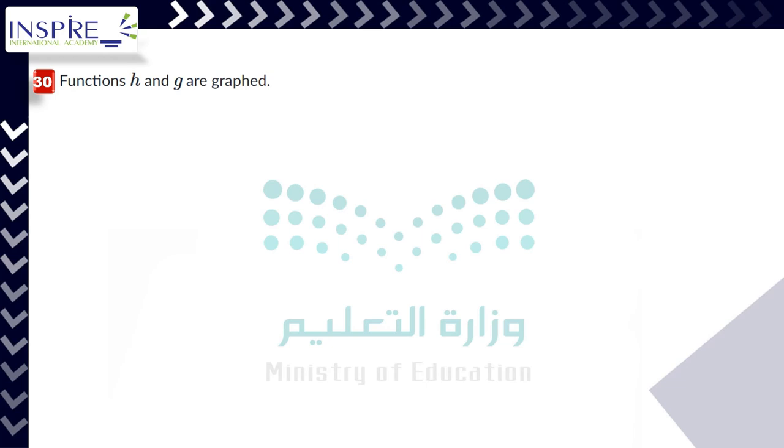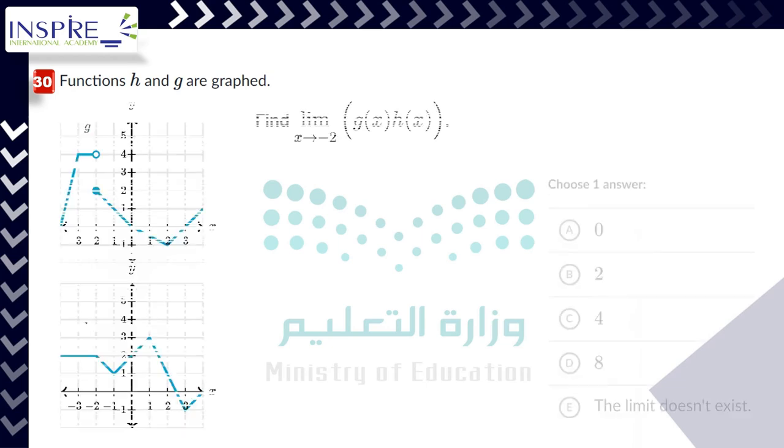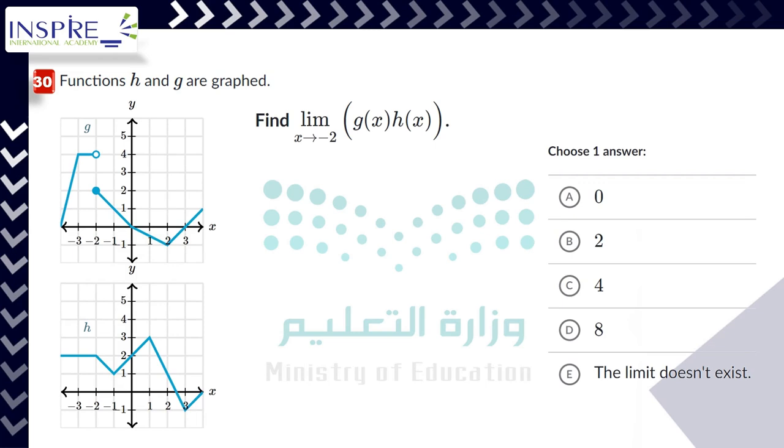Functions h and g are graphed. Okay. I need the limit of g of x times h of x as x approaches -2. The same, we'll get it from the right side and from the left side. This is from the left side and then from the right side. Okay, if they're equal, there's a limit. Not equal, it doesn't exist. This is -2.